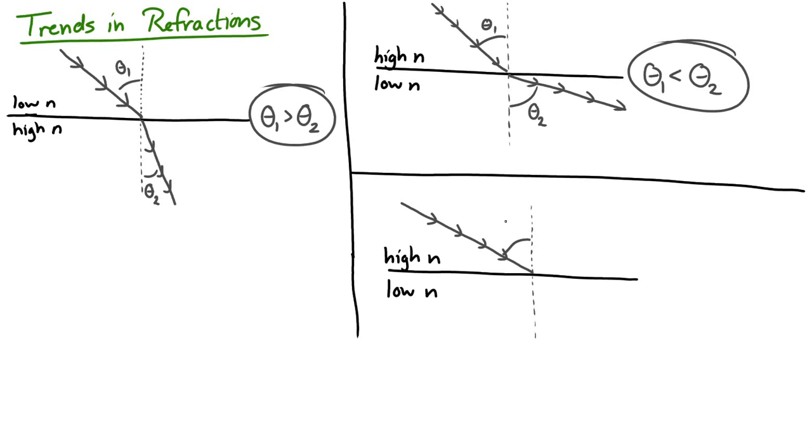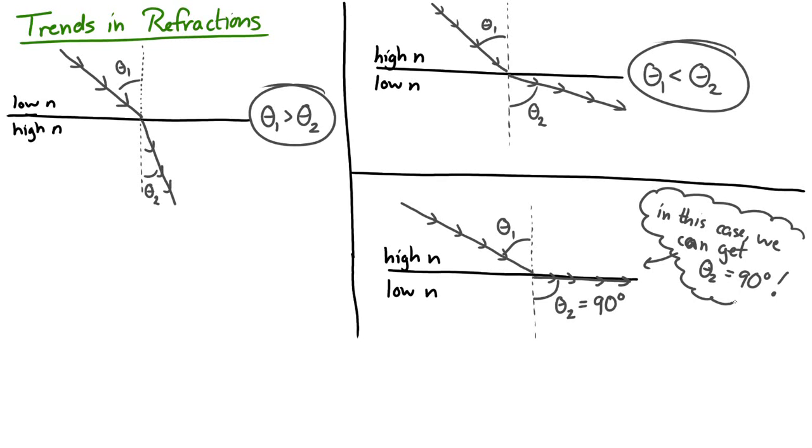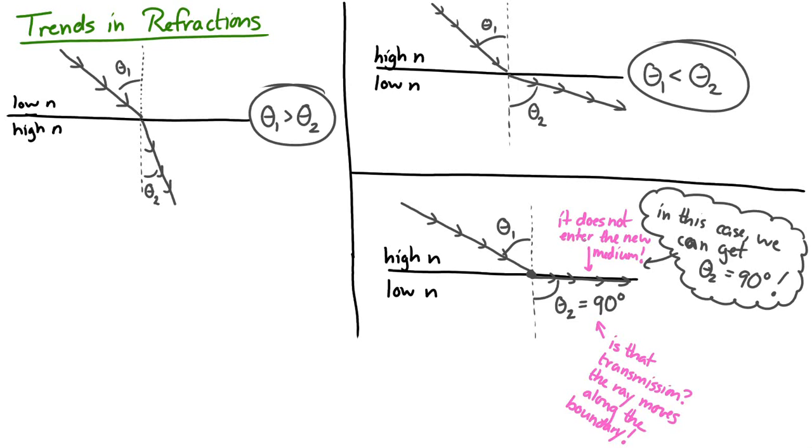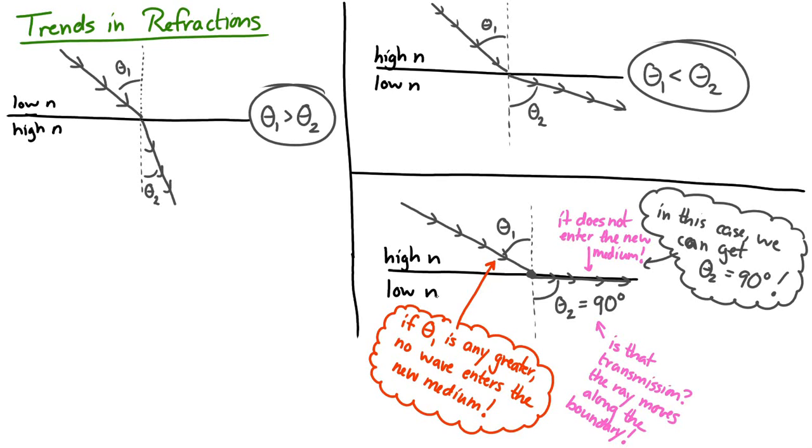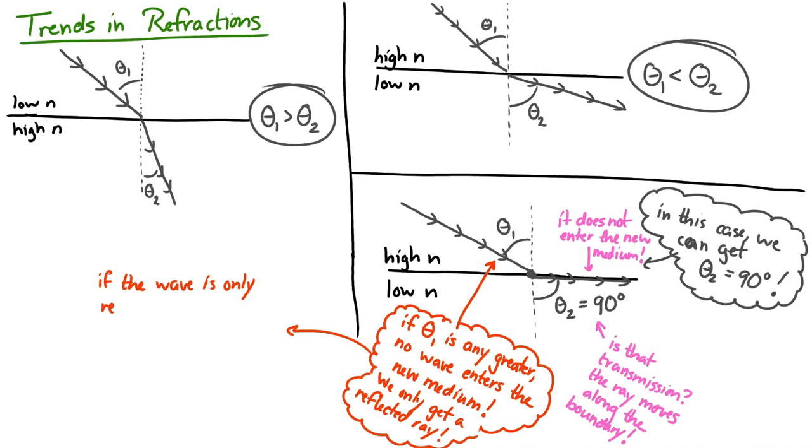We can get a situation where the angle of refraction is equal to 90 degrees. And it would look like this. Now, that's a little bit odd, because is that really transmission? Because the refracted ray didn't really go into the new medium. It's just traveling along the boundary. And if the angle of incidence was any greater than this, then no wave would enter the new medium. The entire wave would be reflected into the old medium, into the original incident medium.